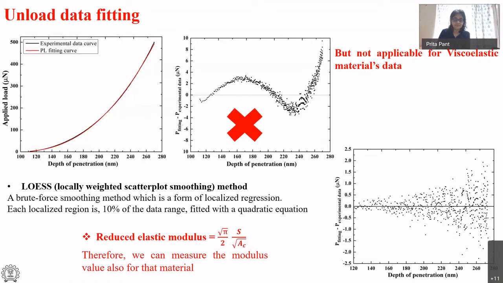That we can also calculate the reduced elastic modulus. So once you have S and you have area of contact, besides the hardness, you can also calculate the modulus, but that's just for information. One more quantity that we can get.